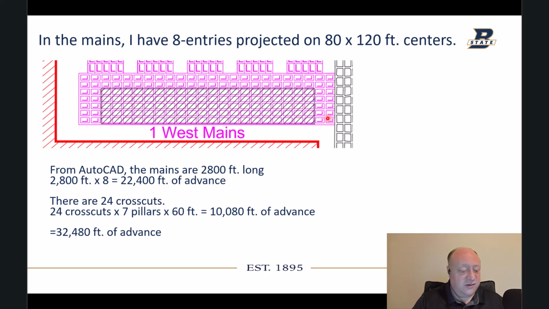There's also 24 crosscuts that have to be driven, and they have to be driven across 7 pillars that are 60 feet wide. The entry's already been mined out. All we're missing is this crosscut. So 24 times 7 times 60 is 10,080 feet of advance. Feet of advance being 20 feet wide, however tall, 9.25 is the maximum, but let's say 9 feet average, for 1 foot of advance that's what we've mined out. That's a total of 32,480 feet of advance for developing the mains.